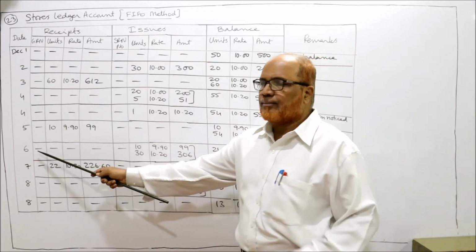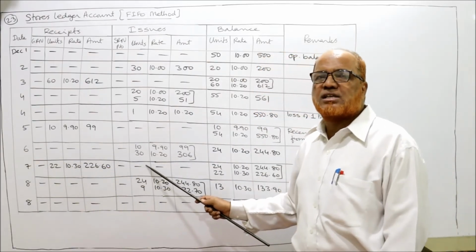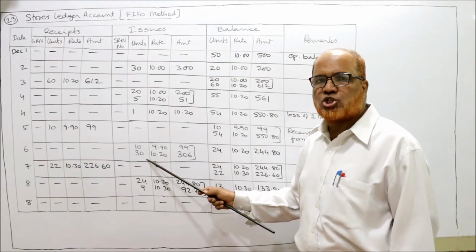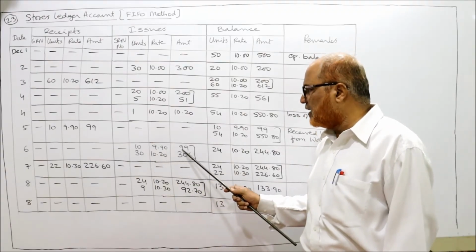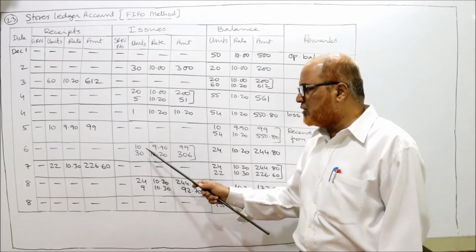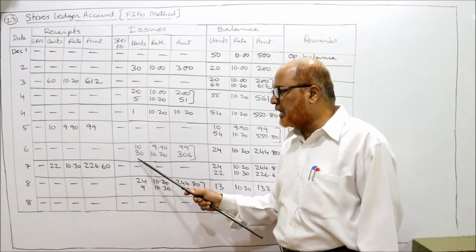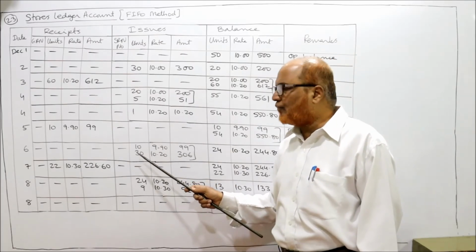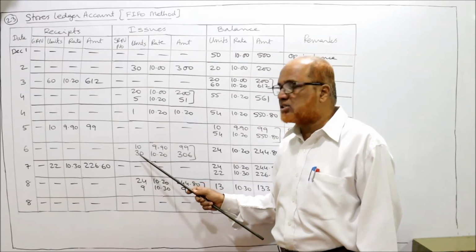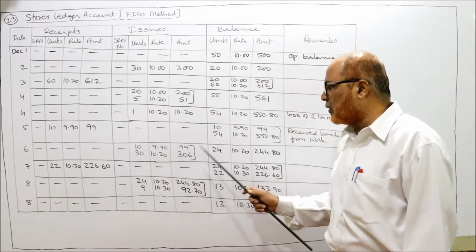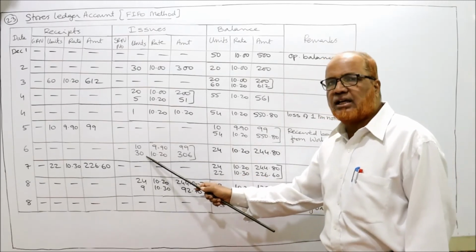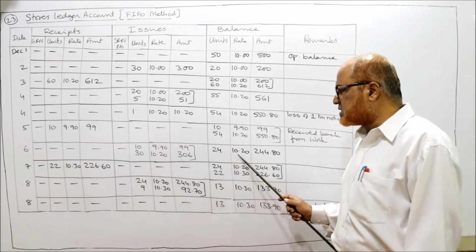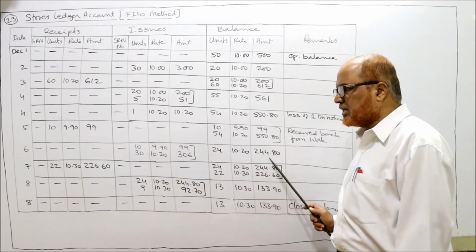Now on 6th, there is issue of 40 tons given in the problem. 40 tons issued. So first we'll issue these 10 at 9.9, 99. From these 54, I am issuing 30 because totally 40 tons we have to issue. So 40 minus 10, 30 tons we have to issue. So 30 at 10.20, 306. So 54 minus 30, so remaining 24 tons, 10.20, 244.8.